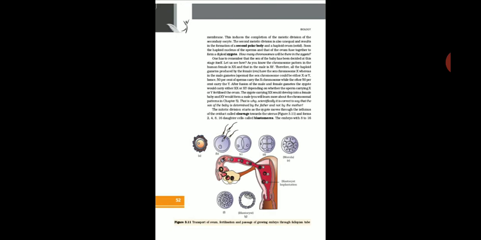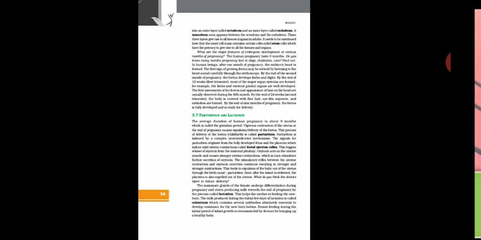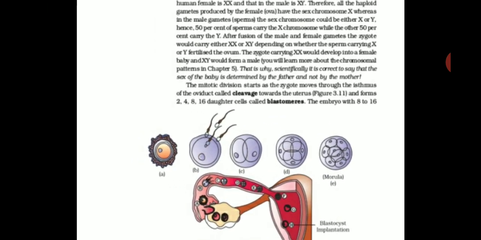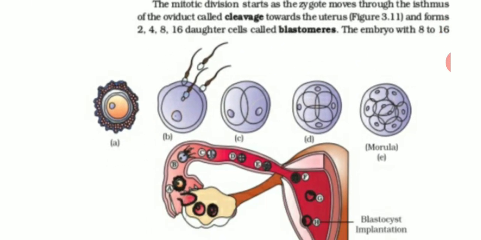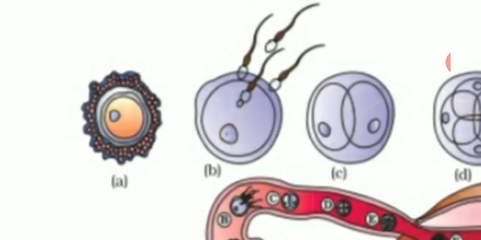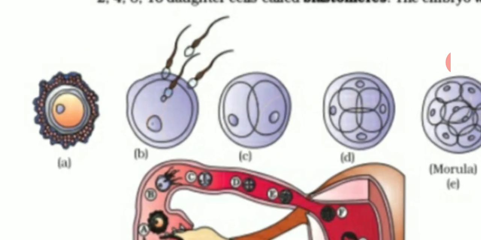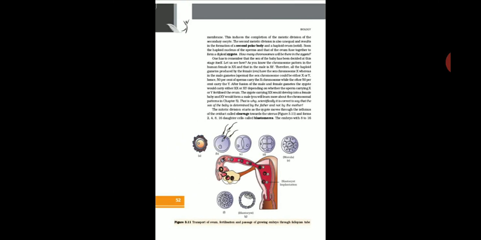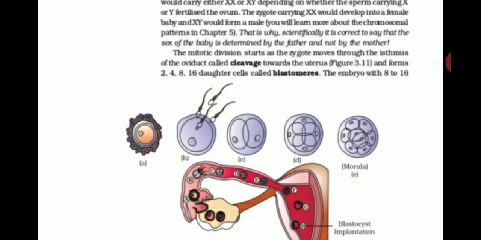Okay, so students, you can see here in this diagram, after the formation of zygote, you can see A is ovum, B is you can see here sperms are coming for fertilization, C zygote formation here, and D cleavages are there कि इसमें डिवीज़न होना स्टार्ट हो जाता है.